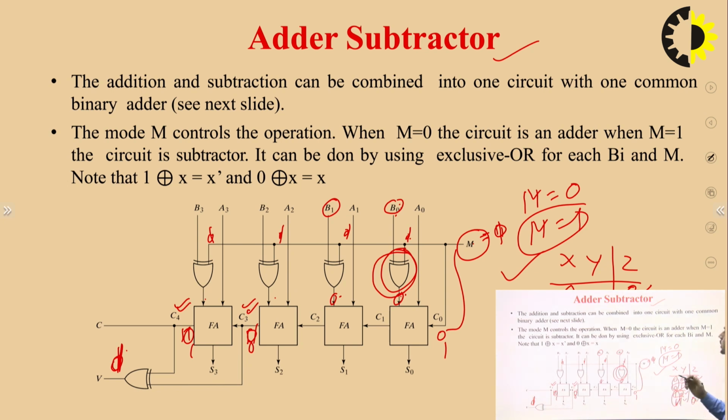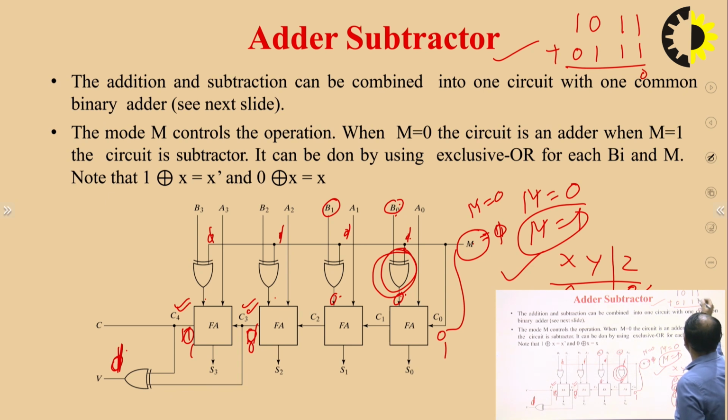So if we take an example, we have to perform the addition as well as subtraction for the number 1 0 1 1, and first we have to add 0 1 1 1. So we have to select M equal to 0 for the addition, and 1 plus 1 is 0 carry 1, 1 plus 1 is 0 carry 1, 1 plus 1 is 0 carry 1, 1 plus 1 plus 1 is 1 carry 1, and there is a carry out over here.